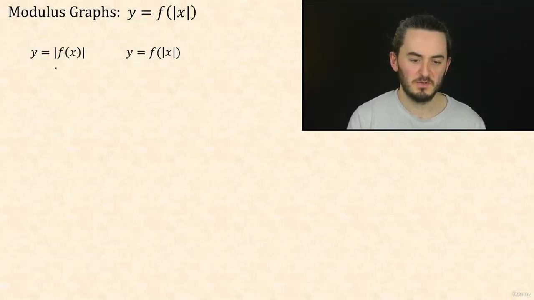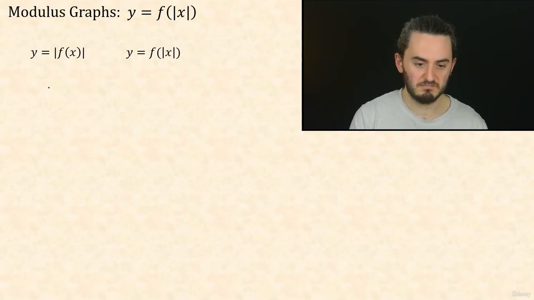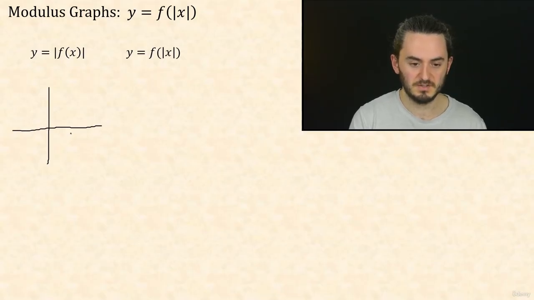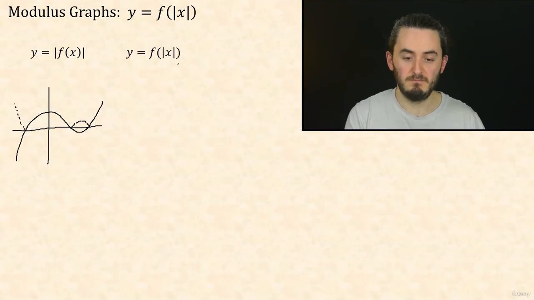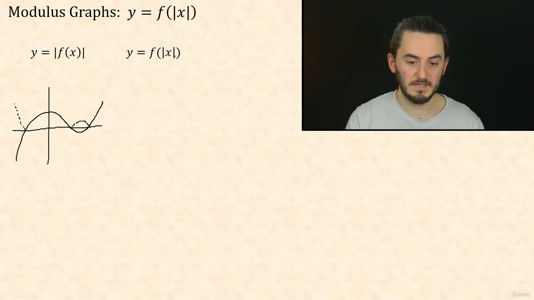All right, so we know that if we've got the modulus of f of x, it takes a function, whatever it is, like this, and it's going to leave all of the positive stuff alone, but it's going to take all of the stuff below the y-axis and just bounce it up here like that. Well, y equals f of modulus of x is actually quite different.